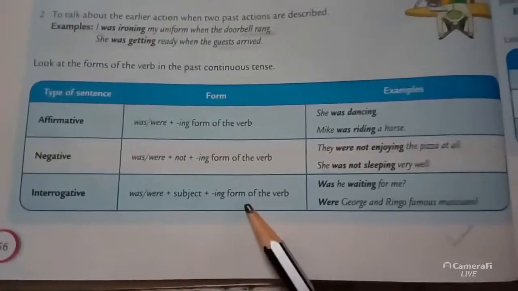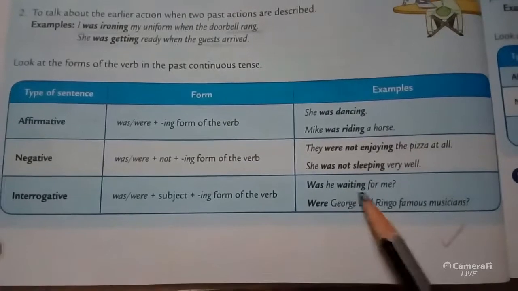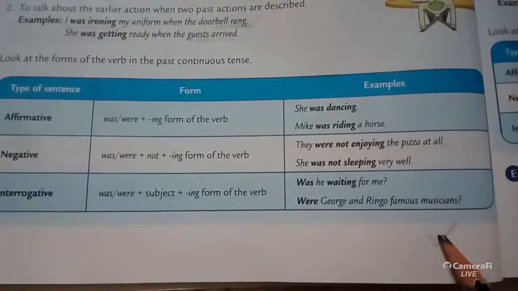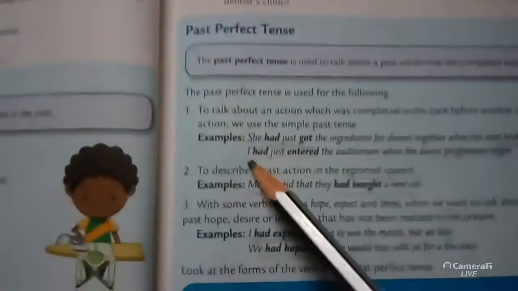Now interrogative: was or were comes first, then subject, then the ing form of the verb. Was she waiting for me? Were George and Ringo famous musicians? Now this is the exercise you have already done. Now past perfect.